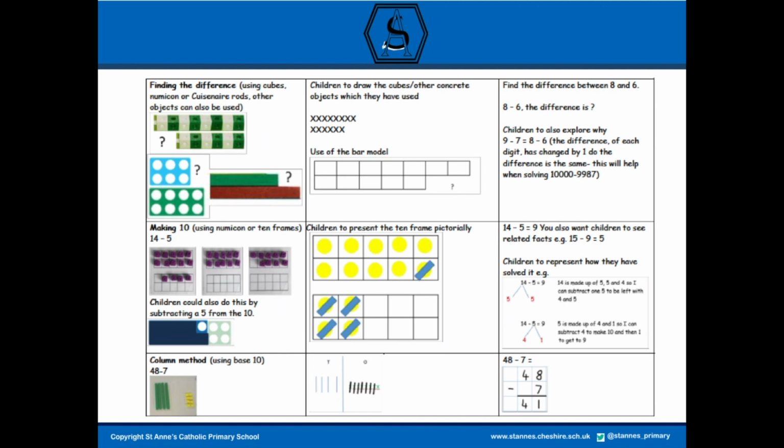On to making 10. The manipulatives used here are Numicon or 10 frames. We have 14 subtract 5. When we are teaching subtraction, we always start with the whole number. So 14 is made, then we take away 5 physically, or we can take away the 4 to make the 10 first, as shown here, and then we know we take away 1 more, which leaves 9.